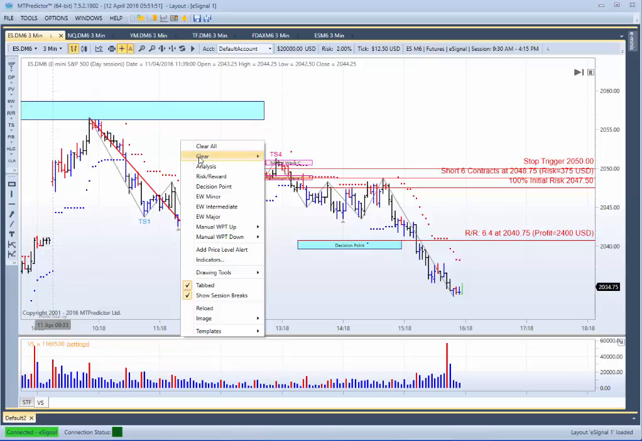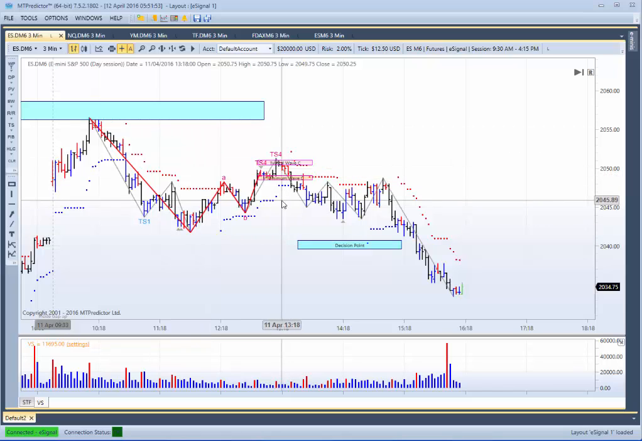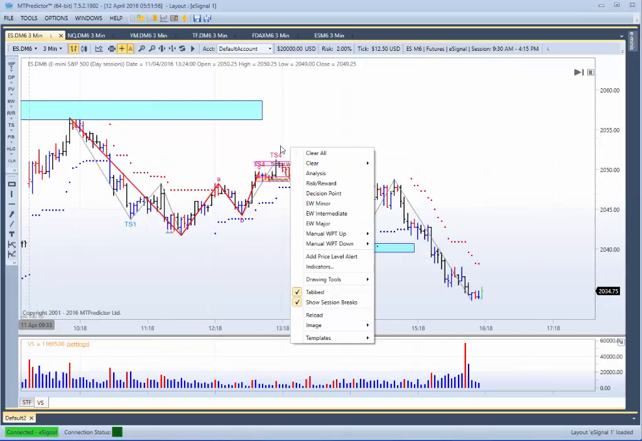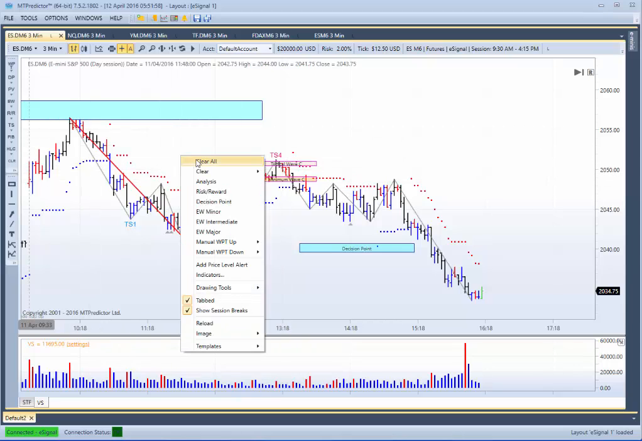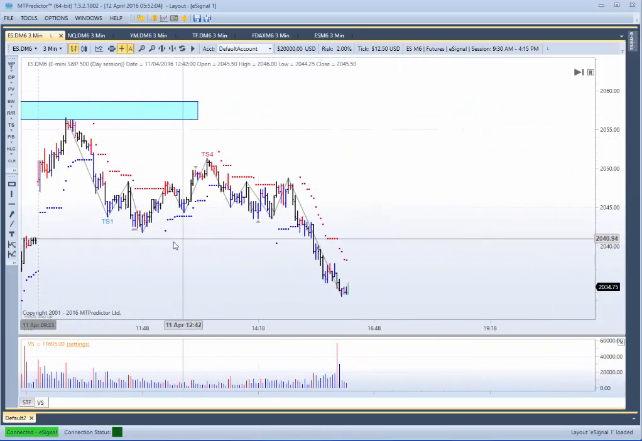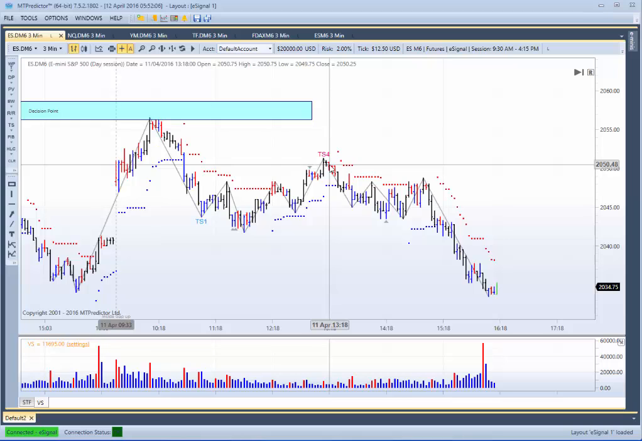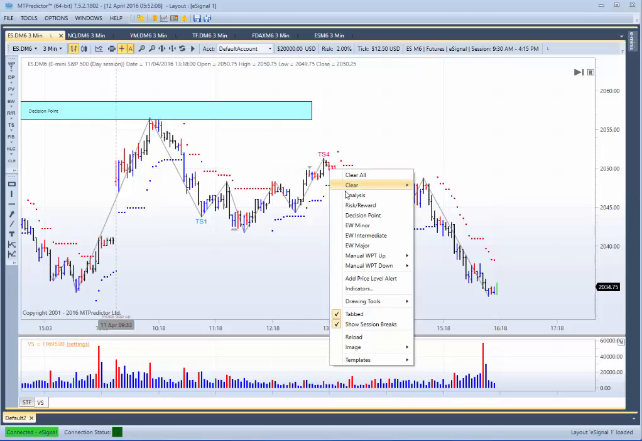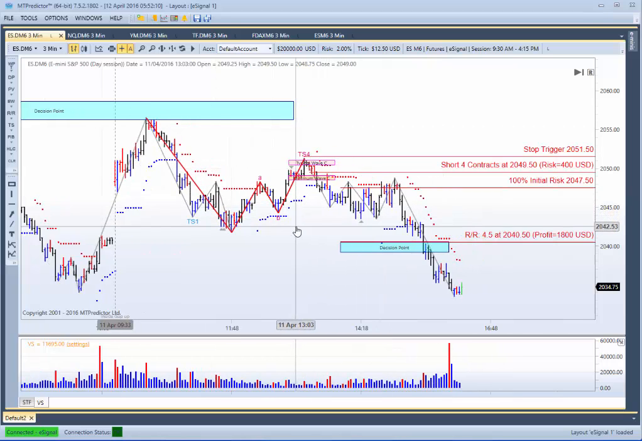Let's now clear that off. The market then makes another, let's just clear all that off, put that DP back on again. The market then makes another attempt at a TS4 sell here. Let's right mouse click over the red sell bar. Here's the analysis. The market goes down into the first target very nicely.